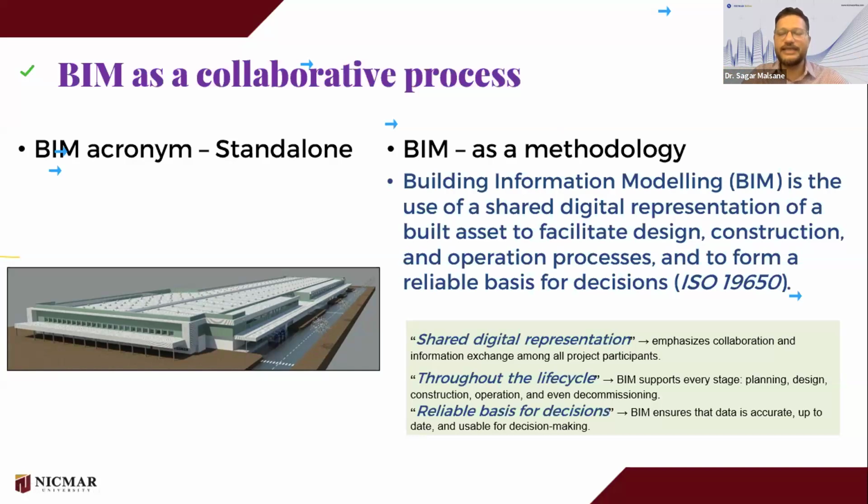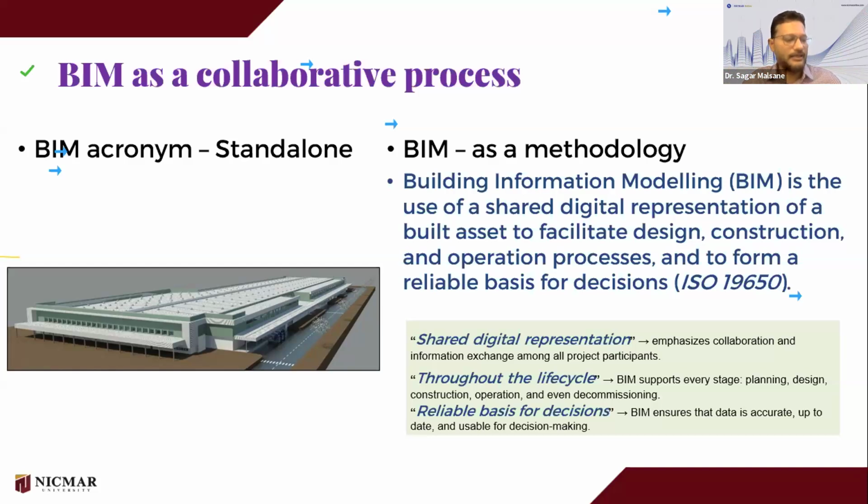So basically, it is about creating a database. It is about creating that information repository, data repository, and that forms a basis for a lot of decision making. So all stakeholders can access this information, and use that information to make decisions.